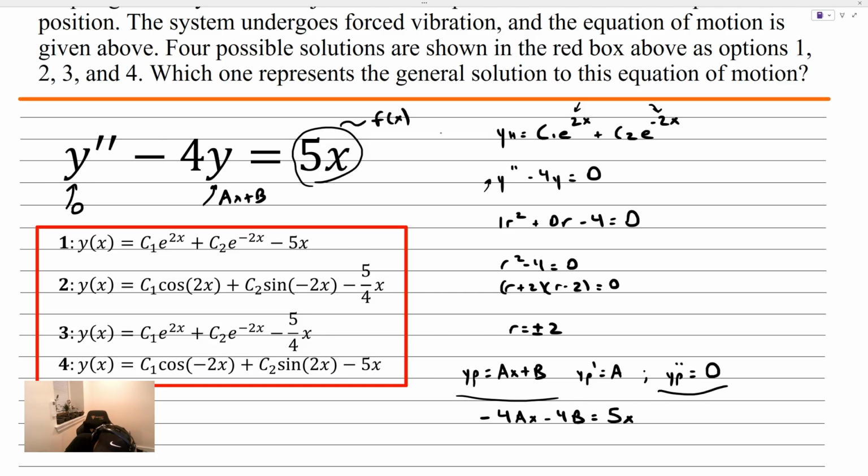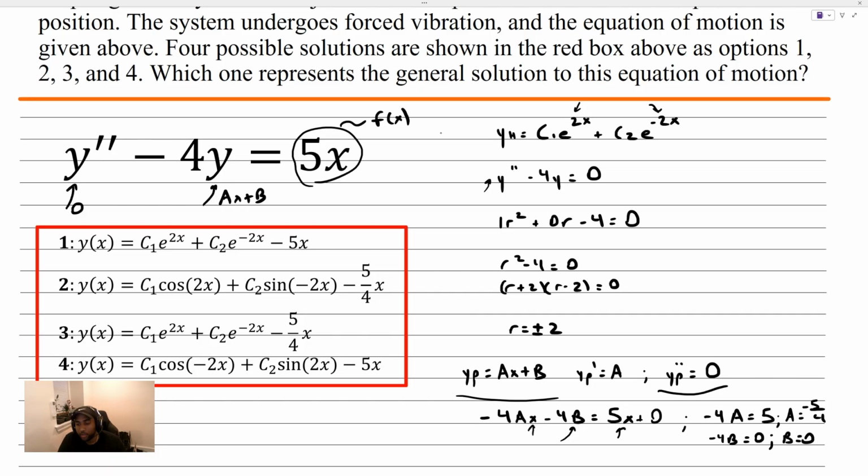So terms with an x, we're going to match. So what we get there is negative 4a is equal to 5. And the terms with b, we're also going to match, right? There's no x to the 0 term here. So we see that negative 4b must be equal to 0. So that b is 0. Okay, what about the a? The a we can see here is 5 over 4, and it's negative.